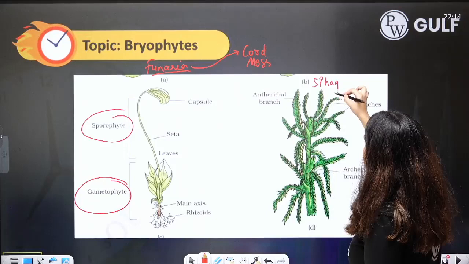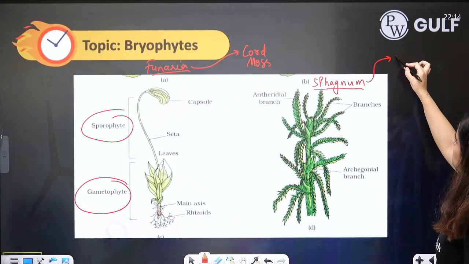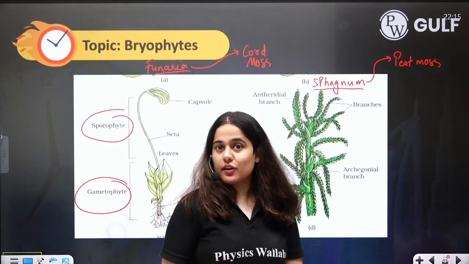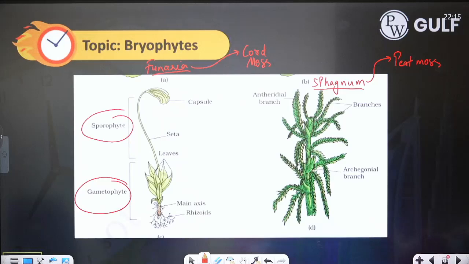It has three parts, beta. It has three names, sorry. Peat moss, because we get a product from this sphagnum. When the sphagnum is decomposed, we get a product known as peat that can be used as a fuel. That's why it is known as peat moss.